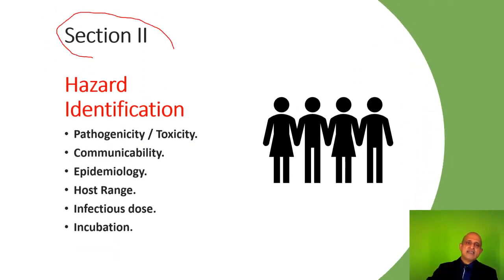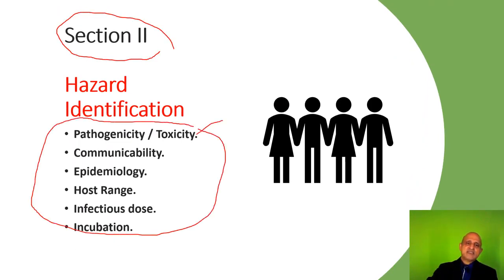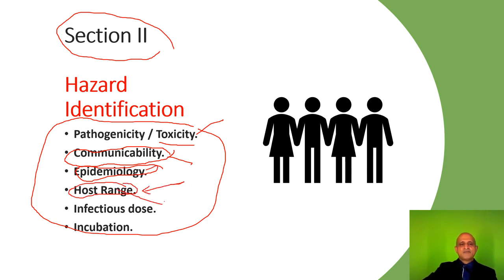Section 2 focuses on hazard identification. In this section, we focus on pathogenicity and toxicity. The word toxicity has been used here because it also concerns biological toxins, communicability, transmission in a community-based setting, epidemiology, the host range. Is it a zoonotic virus or biological agent, or is it confined to Homo sapiens or humans? The infectious dose. Now this term infectious dose is used routinely. However, the actual definition for infectious dose is not very clear.